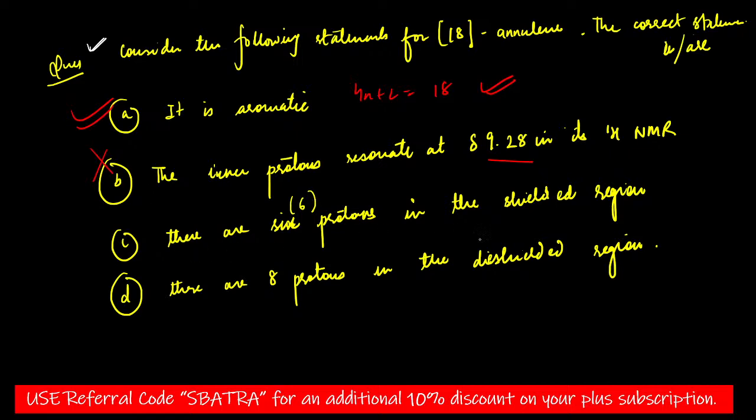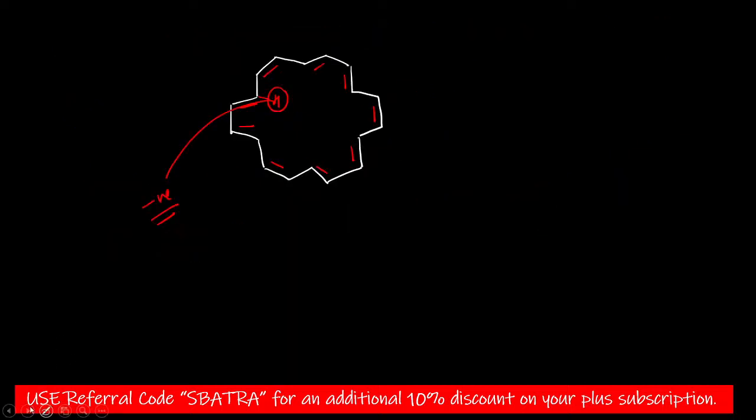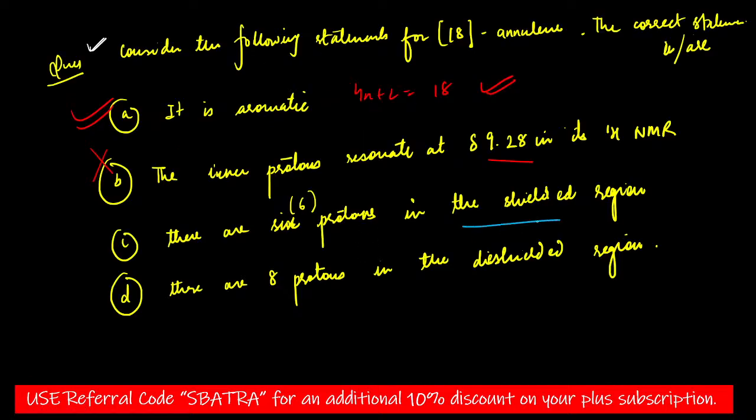There are 6 protons in the shielded region. Let's find out. 1, okay, 2, 3, 4, 5 and 6. Definitely we have 6 protons in the shielded region. We have 6 protons in the shielded region. Option C is also correct.